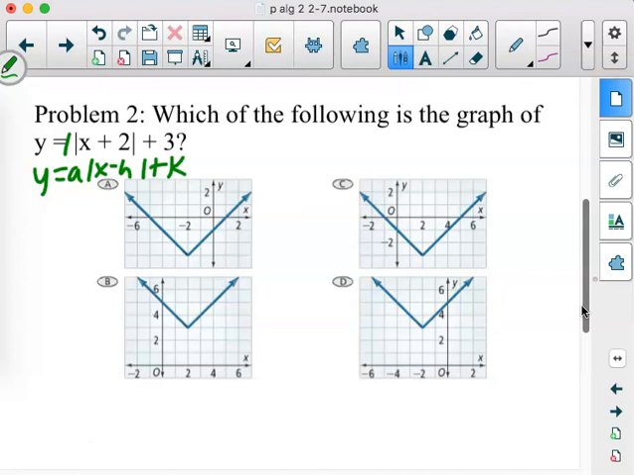But this one's a little harder. If this is a plus 2 inside here, where does that mean it went? 2 to the left, yeah. So 2 to the left. The plus 3 in the back is normal. So what does that mean? Up 3. So here's what we want to pick. We want to pick which V shape there goes 2 to the left and 3 up.